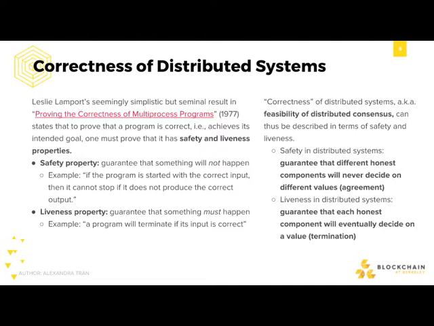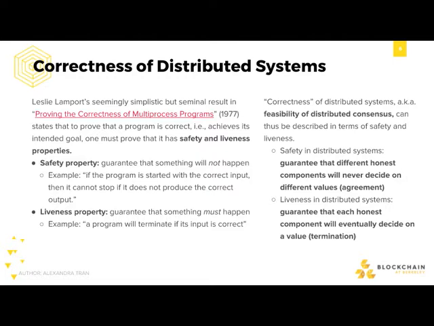There's this concept of correctness of distributed systems, which I'll go into now. So in this seminal paper called Proving the Correctness of Multiprocess Programs by Lamport in 1977, he comes to this pretty basic seeming result about programs, which states that to prove that a program is correct, you need to prove two different types of properties about the program, safety properties and liveness properties. So a safety property is simply a guarantee that something will not happen. For example, if the program is started with the correct input, then it cannot stop if it does not produce the correct output. That's an example of a safety property.